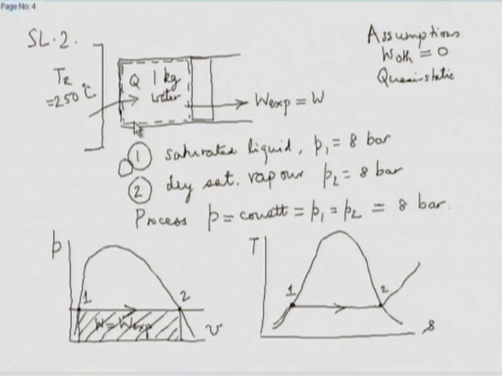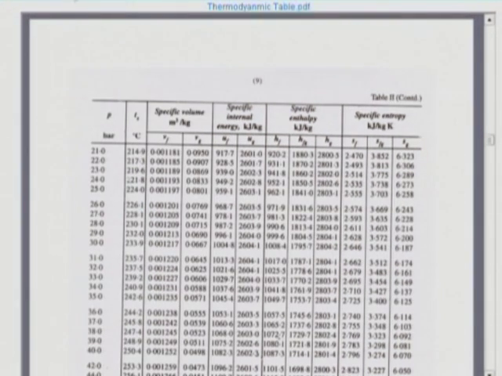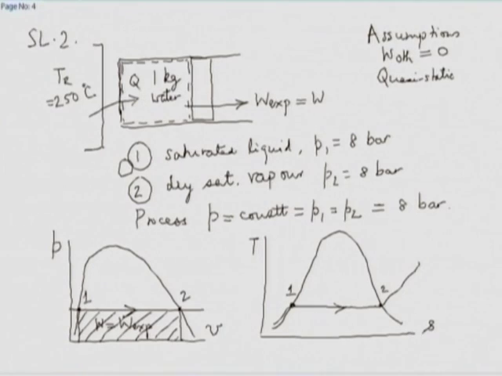And it is very clear from here that if you look up our steam tables, if we are maintaining the system at 8 bar, the saturation temperature is 170.4. So when the reservoir is at 250 degree C, this is at about 70-80 degree C below that. So you have a temperature difference across which this heat is transferred, and that is the cause of this entropy change of the universe, and that is the major cause of the irreversibility.